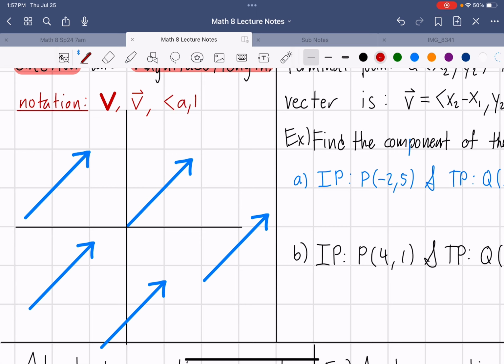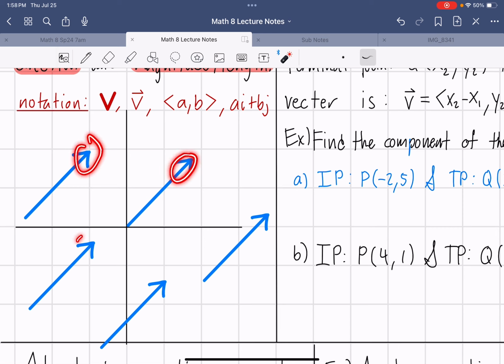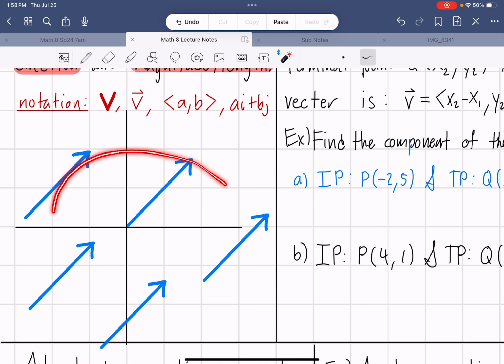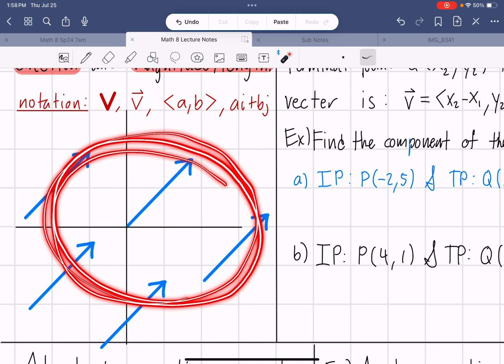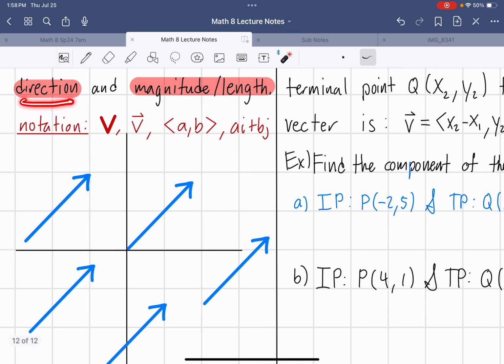So here's another notation using these inequality symbols. And then we're going to have this i, j, k, which we'll get further into. But the idea is all these can be written in this form in some way. Either we say it's vector v, or these are going to be considered introducing the components, which we'll talk about shortly. But remember, the position doesn't matter, but the direction and magnitude do.